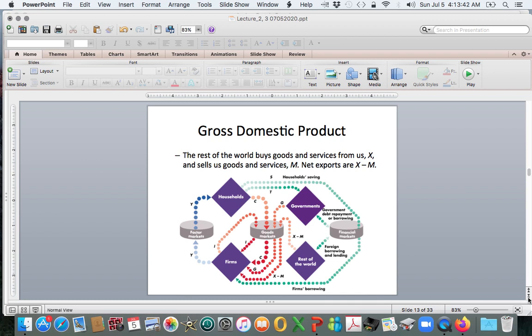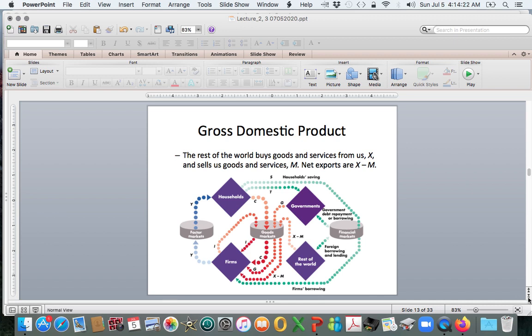What about the rest of the world? We will look at two parts of this. Government, if in case it is running a deficit, will need to be borrowing. If it has a surplus, it may be able to repay some of the previously borrowed funds. On the other hand, you will see through the financial market, the rest of the world also can borrow or lend through the financial markets.